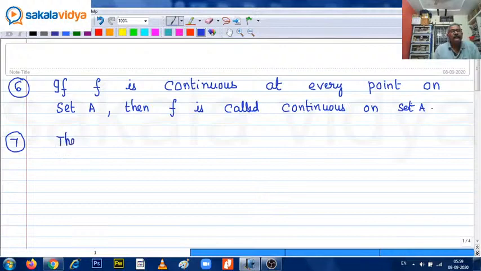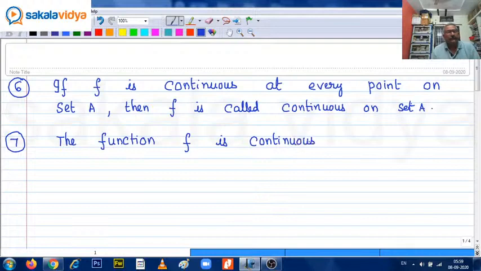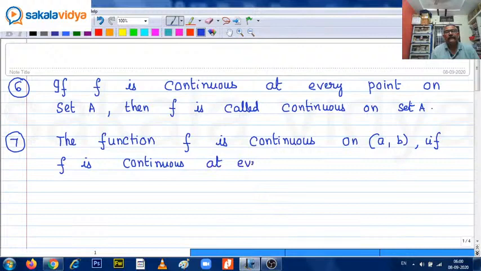The function f is continuous on the interval a comma b, the specified interval, if f is continuous at every point in the interval a comma b. This is an open interval.